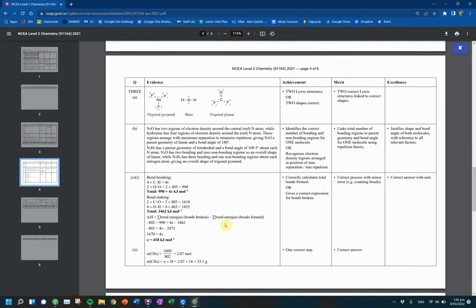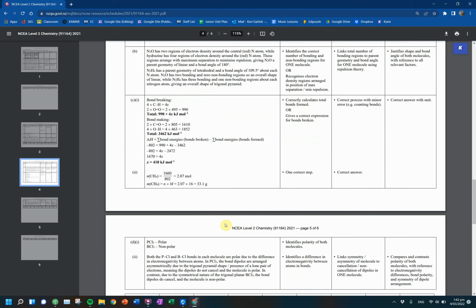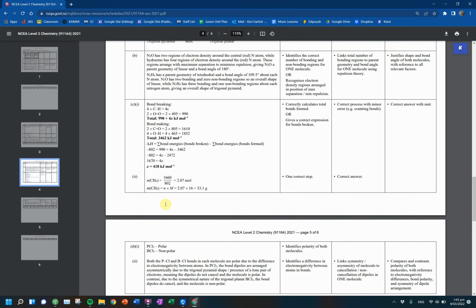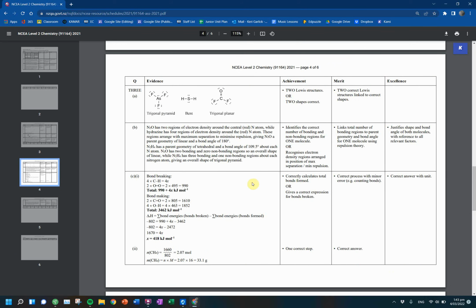You'll notice that there's obviously a part C, and that's the enthalpy calculations, which we'll do as our final section. And you can see here that they have another question on polarity, which we'll do towards the end of this section. So do keep in mind that the shape question isn't usually enough to be a question on its own. So you'll probably see it within other questions.